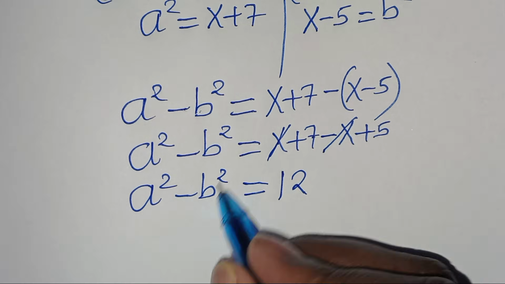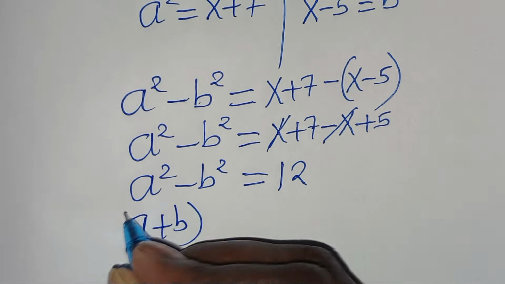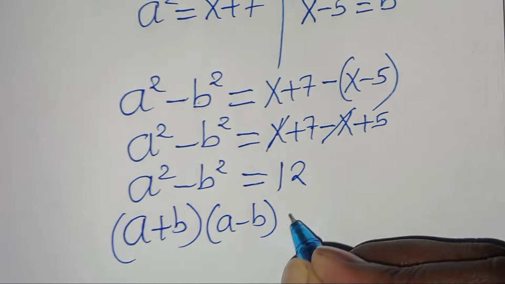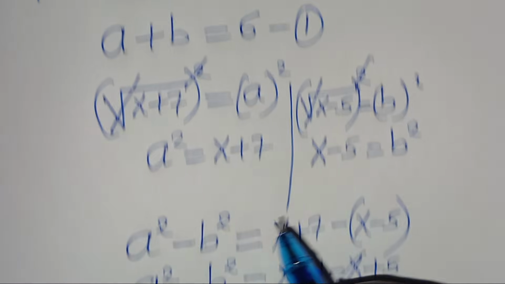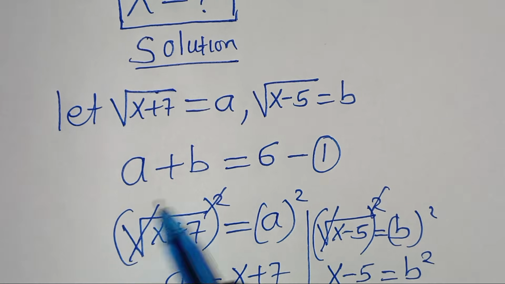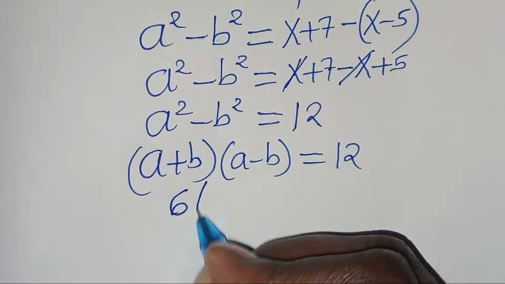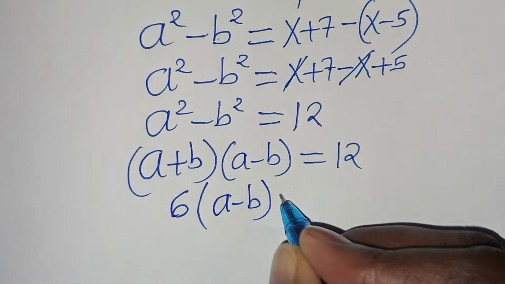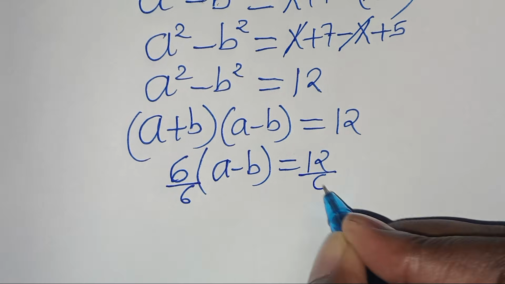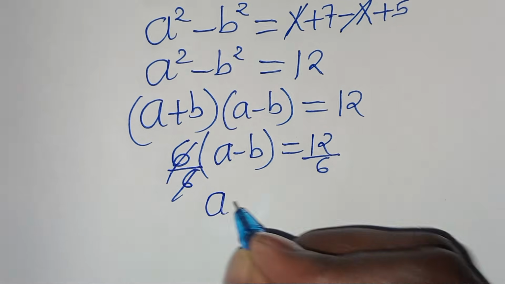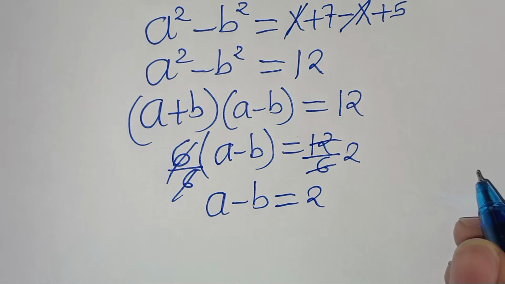Now we have that a squared minus b squared, the difference of two perfect squares, that we can express as a plus b multiplied by a minus b, which is equal to 12. We have that a plus b is equal to 6 from equation 1. So let's substitute a plus b with 6, multiplied by a minus b, equal to 12. Now the next step is to divide both sides by 6, so that a minus b is equal to 12 divided by 6, and this is equal to 2.